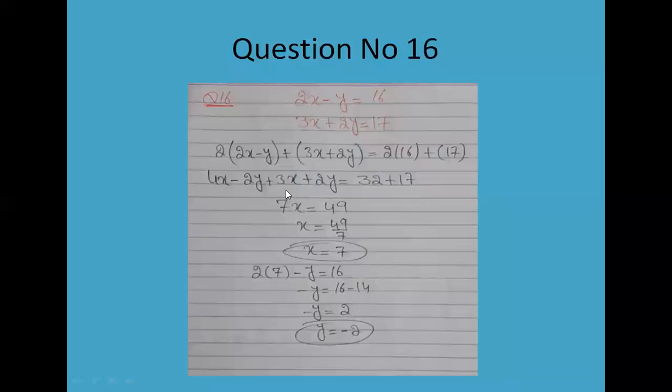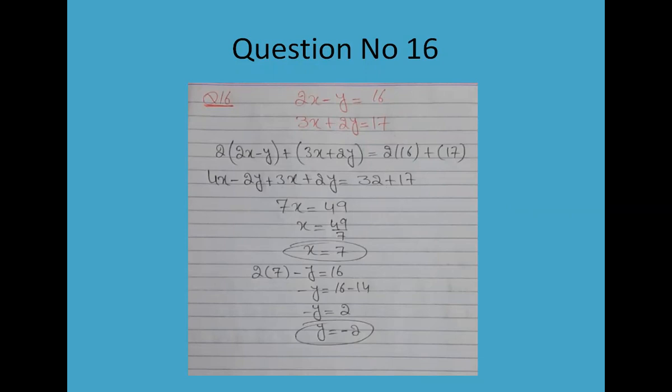So 4x plus 3x will be 7x equals to, and minus 2y plus 2y will be cancelled. Here you have 32 plus 17, it will be 49. So x will be equals to 49 by 7. So x value is 7.